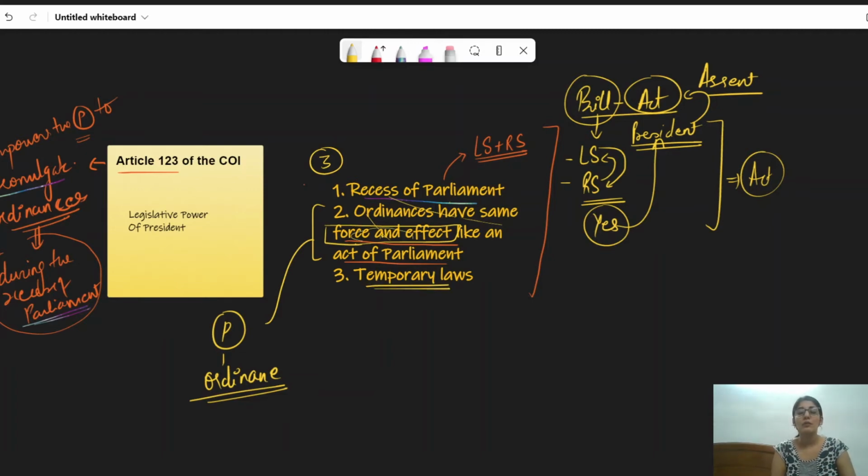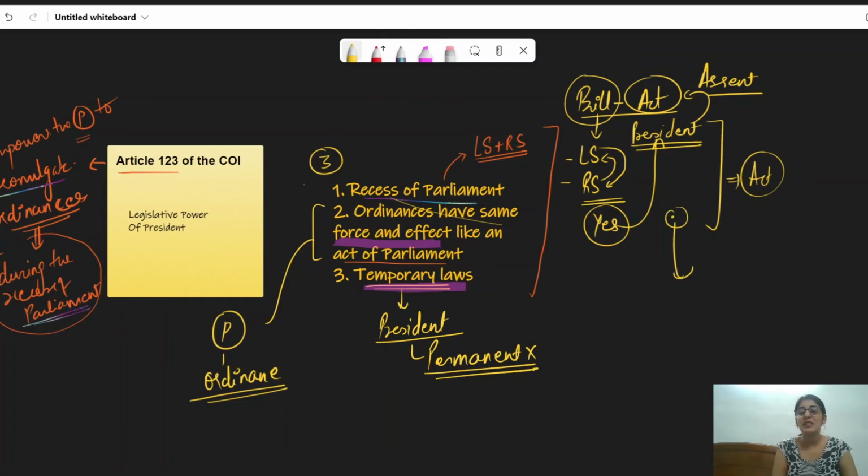Then the third point here talks about temporary laws. Like I told you, the ordinance will have the same force and effect as an act of the parliament, but you have to understand that with this same force and effect, it is going to be a temporary law. The promulgation of the ordinance by the president is not going to be permanent in nature. On the other hand, an act, when it gets passed, is permanent in nature. These are the basic points you need to remember about the ordinance part of the President of India. What have we discussed up till now? That this is only going to be practiced during the recess of the parliament, then the ordinance will have the same force and effect as the act of the parliament, and then it is going to be a temporary law, not a permanent one in nature.